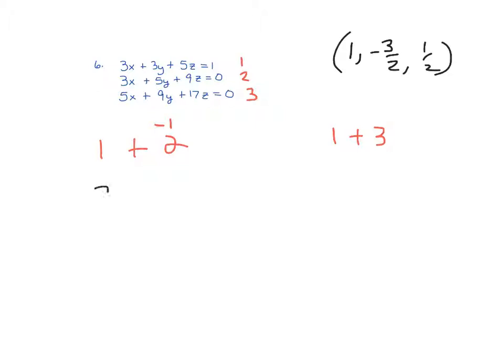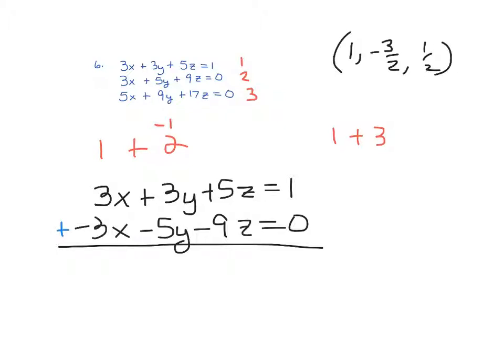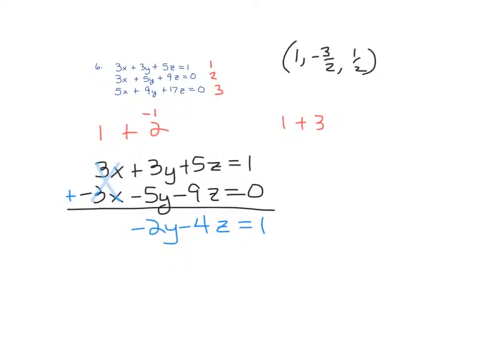So I'm going to rewrite equation 1. And then for equation 2, I'm multiplying it by -1, so I'm going to flip all the signs to opposite. And now I can add the two equations. The x's cancel, and then I'm left with -2y minus 4z equals 1. I now have to add equations 1 and 3.